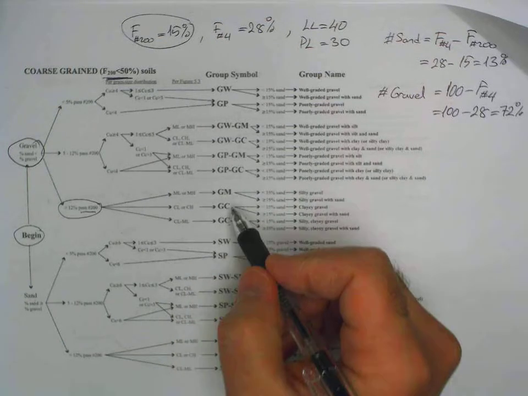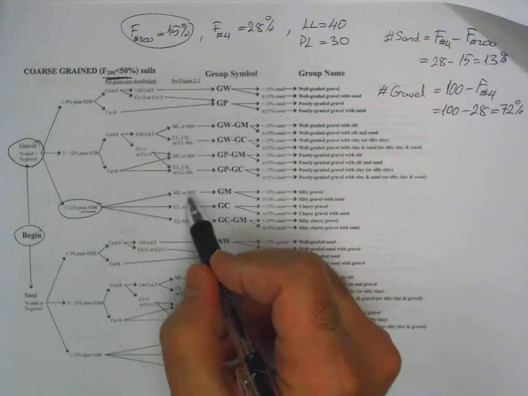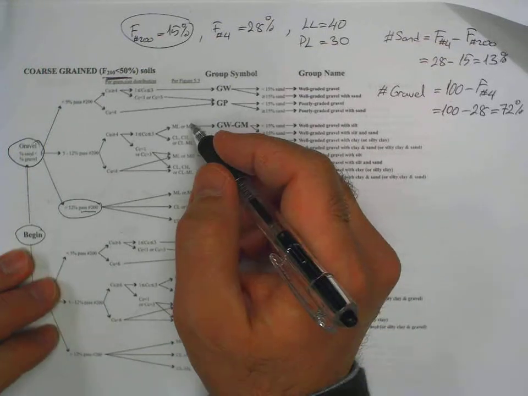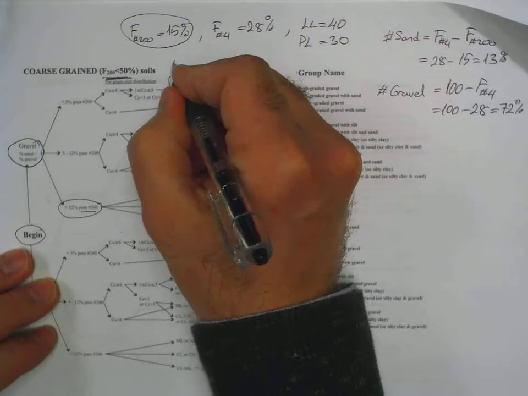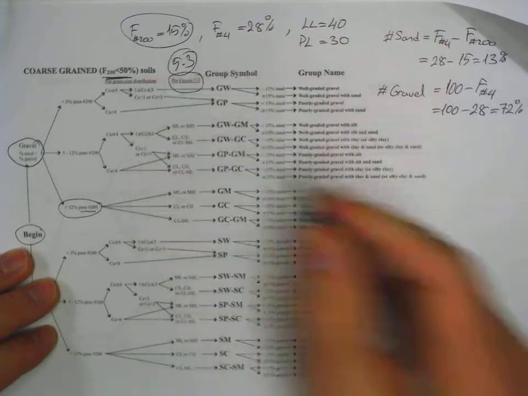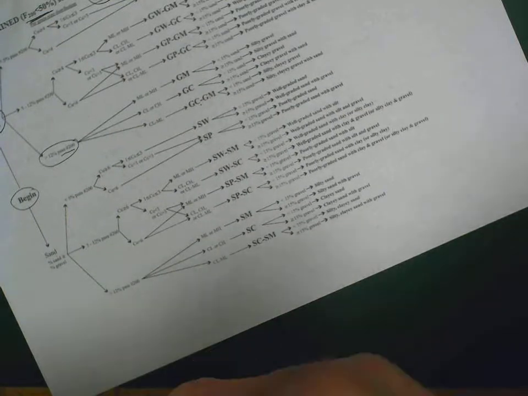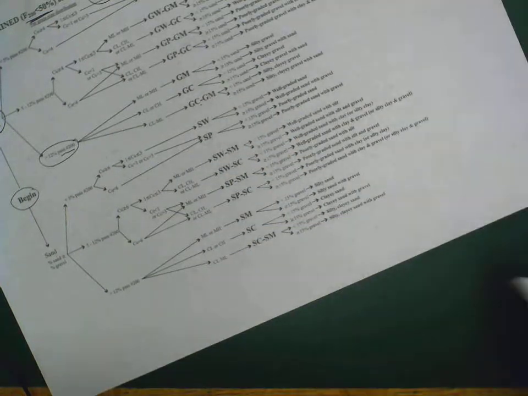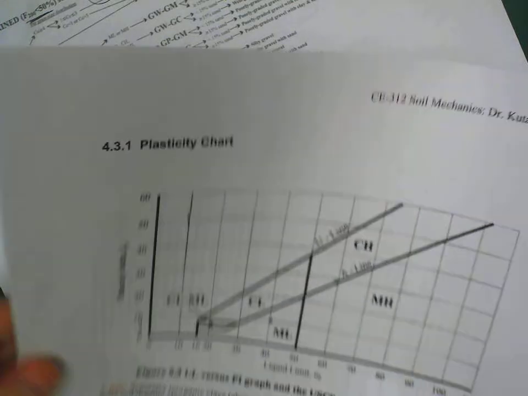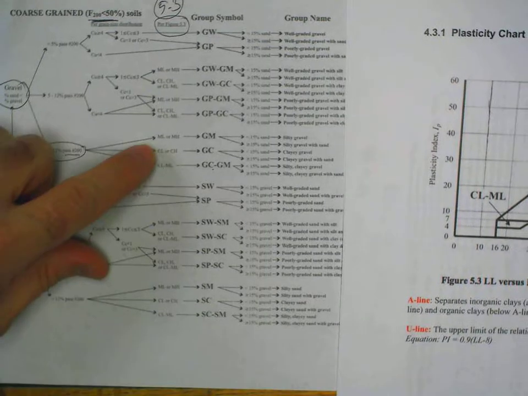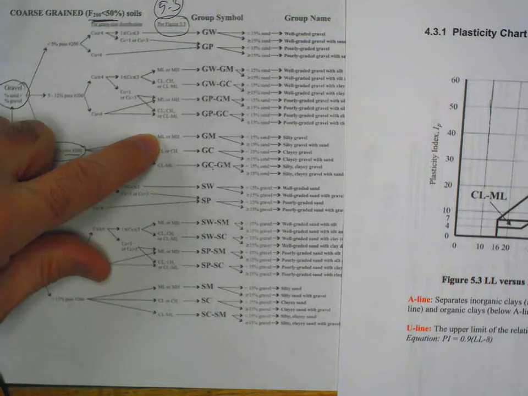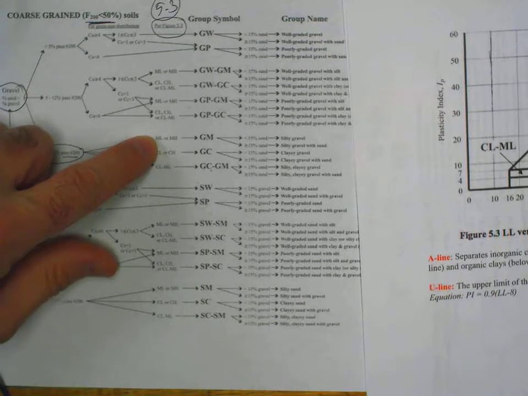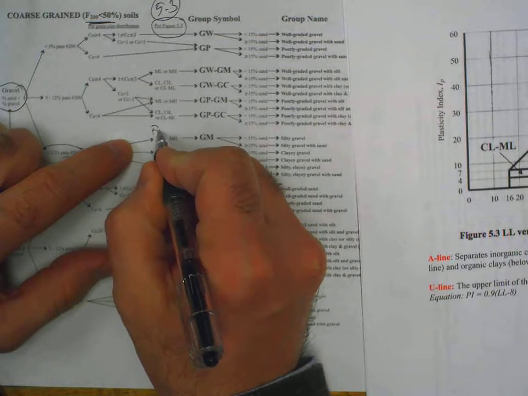In order to find that, we need to look at another figure called figure 5.3, which is on page number 12 in your notes. So now I need to figure out whether this soil is the fine content or fine portion. This is the fine portion.